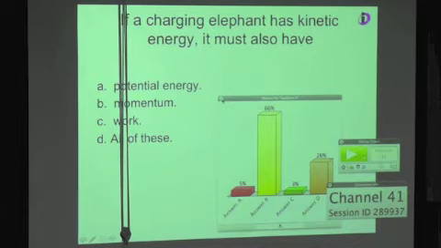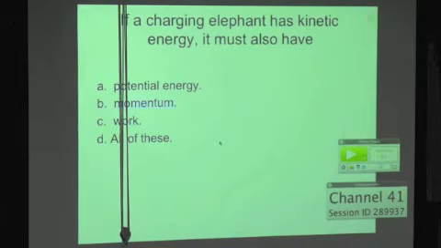Most of you think momentum, but a quarter of you think it also means it has potential energy and work. From the O's, I can tell who thought it had it all. So if it has kinetic energy, that's the energy associated with movement. So it's moving, it has a velocity. If it has a velocity, it has to have momentum. So we know it's at least B.